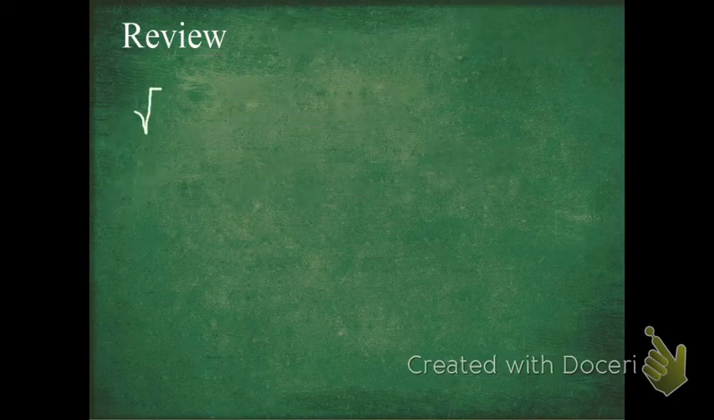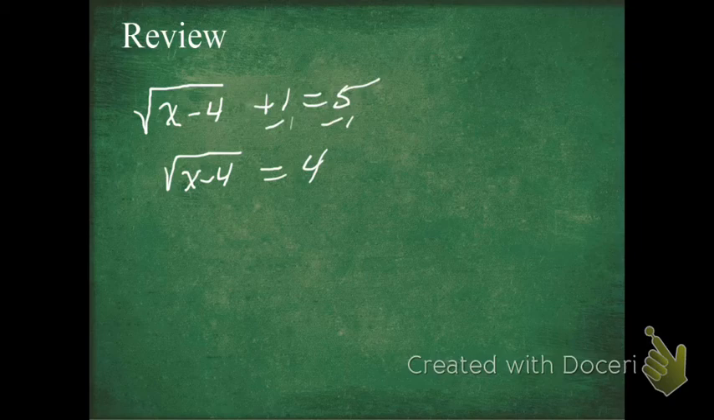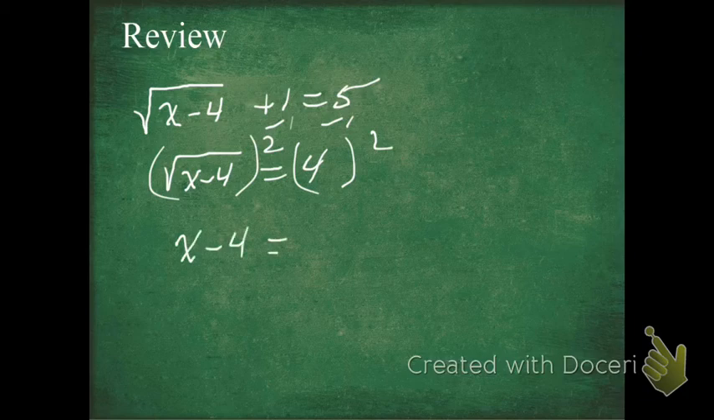If I have a square root inside of an equation, again, first step, isolate the radical, get the radical by itself. So the square root of x minus 4 is equal to 4. I subtracted 1 from each side. Square each side of the equation to get rid of the radical. When you square a square root, you end up with the radicand for the answer. And 4 squared is 16. And then we simply add 4 to each side. So x is equal to 20.